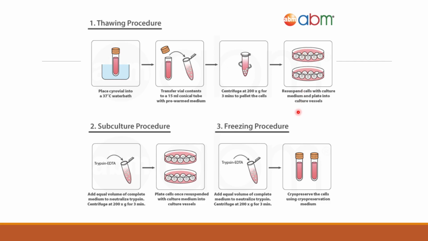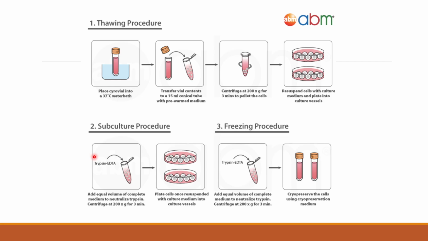Now, after this, this is done. This is your day one. After this, the cells have grown, they have proliferated. Now you want to go for the second passage, that is subculture. If there are adherent cells, you have to detach them. For that, you have to use some enzymes like trypsin EDTA.